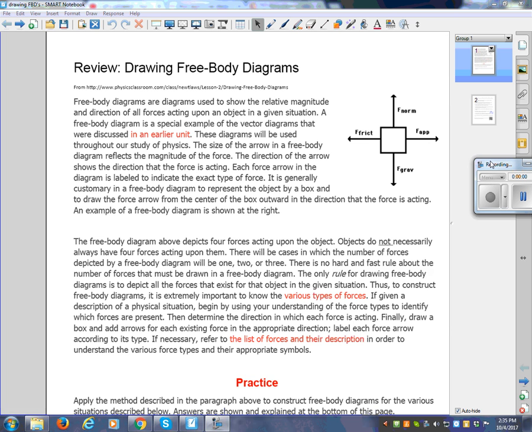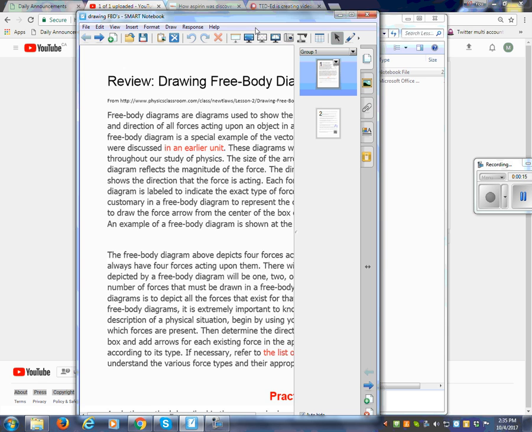Let's just talk about drawing free body diagrams. Okay, so just a quick reminder here. It says free body diagrams are diagrams used to show the relative magnitude and the direction of all forces acting upon an object in a given situation. So basically, it just shows the forces, right?